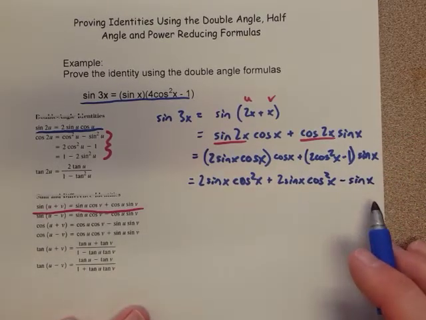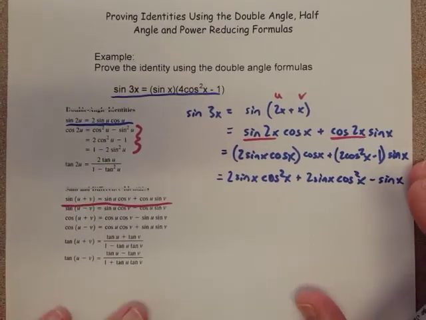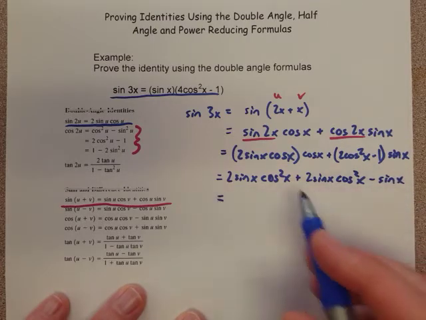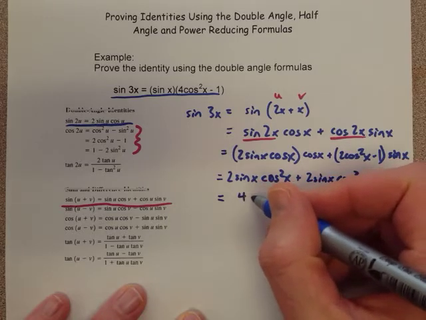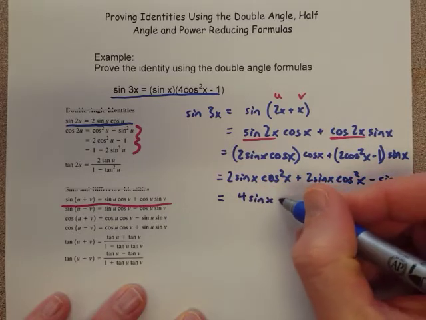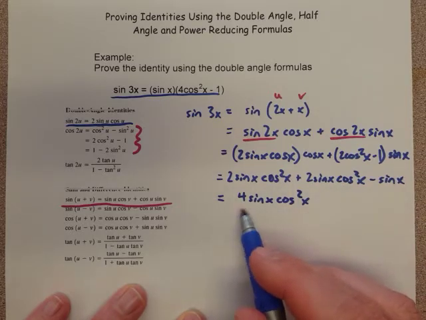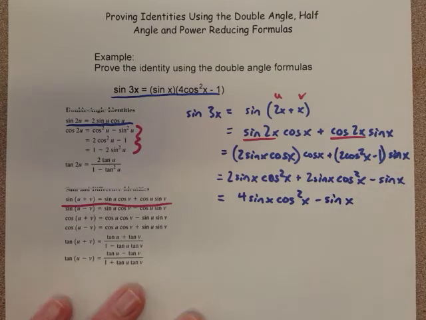Okay, so now we've got it all written out. This is as big as it's going to get. It's not going to get any bigger, which is good news. But notice that we can here combine these two. These are like terms. We can combine those to 4 sine cosine squared. It's kind of like saying 2x plus 2x equals 4x. And then we can subtract the sine.